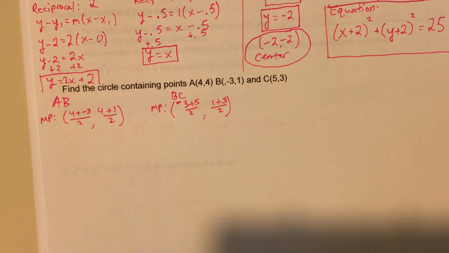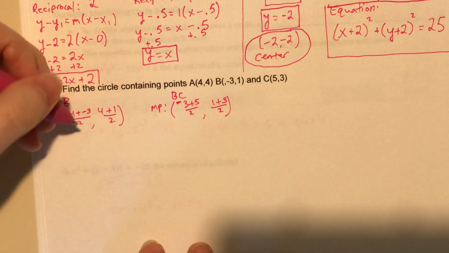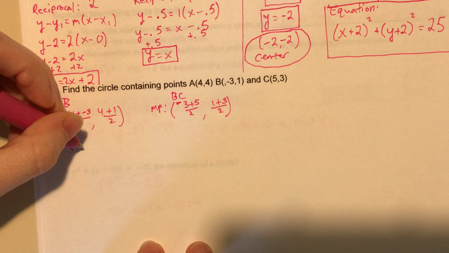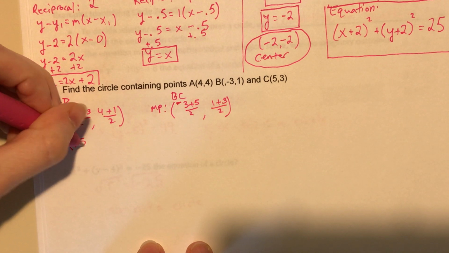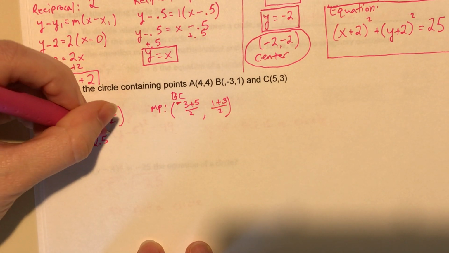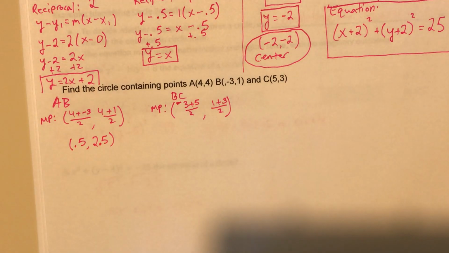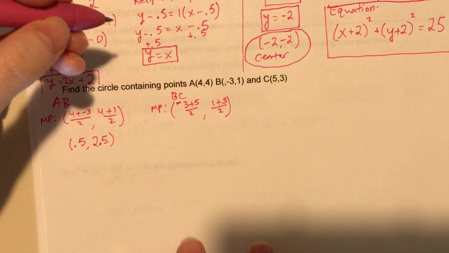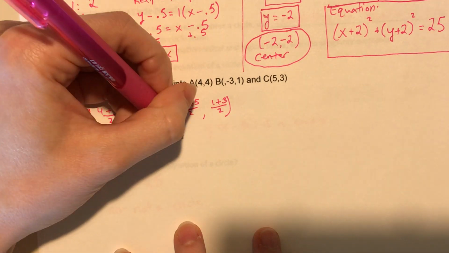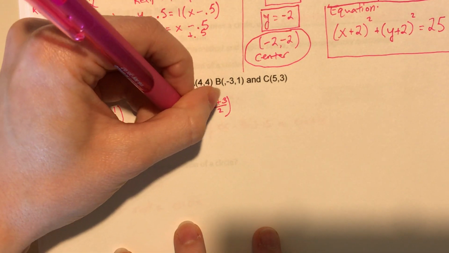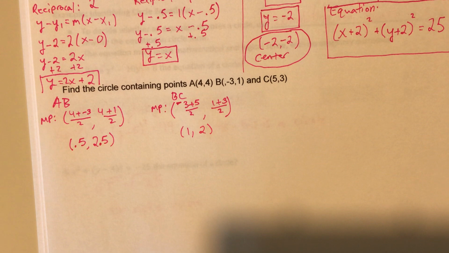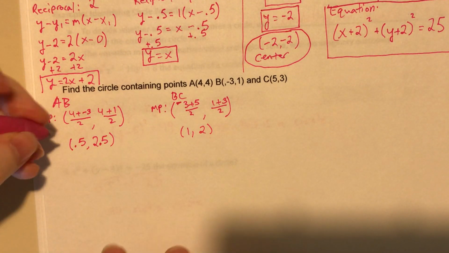All right, and so the midpoint of AB is going to be 0.5, comma, 2.5. I'm leaving this in decimal form because that's just easier for me. If you want to do it in fraction form, that's totally fine. And then we've got BC, which is going to be 1, comma, 2. Those are our midpoints. Then we got to find the slopes here.